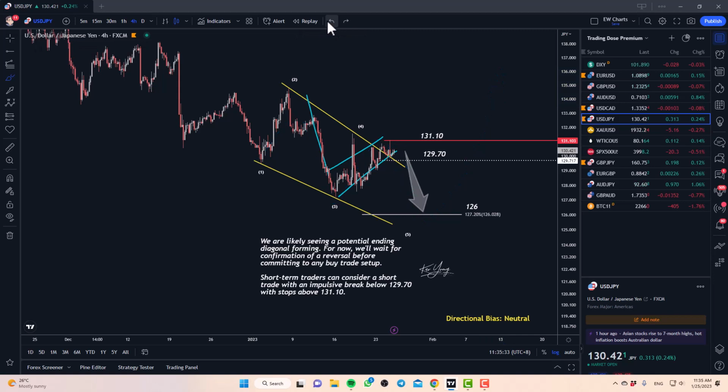So this is the part where, if you are a little bit more aggressive, you can consider a sell trade with a breakout at 129.7, your stop above 131.1, and a target around 126, which is your 127.2 extension over there. So this is again another one to keep an eye on.